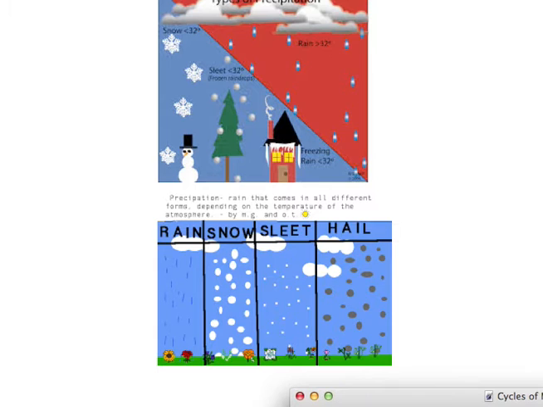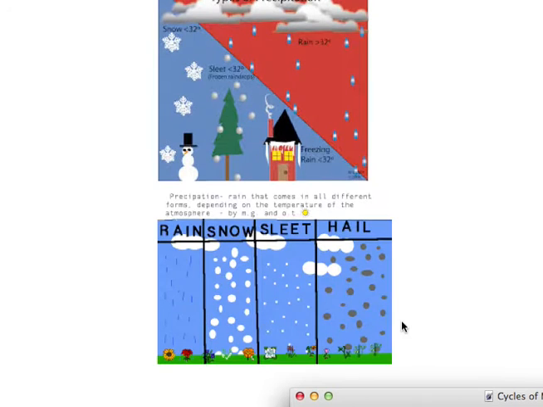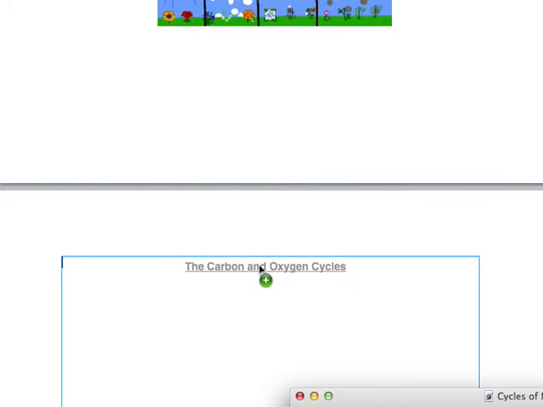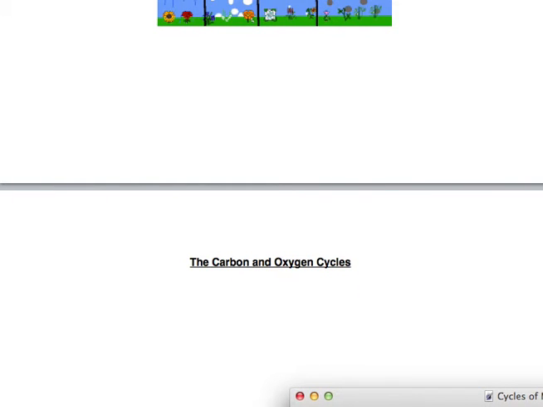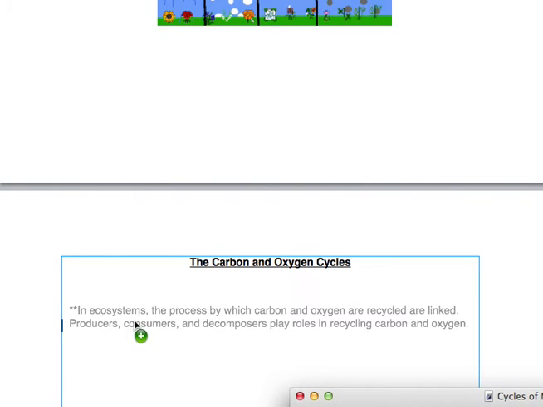Next, we're going to talk about the carbon and oxygen cycles. Although you can consider them to be two separate cycles, they're also very much linked together. So we're going to put them together when we title our next section of our notes. In ecosystems, the processes by which carbon and oxygen are recycled are really closely linked. Producers, consumers, and decomposers play a big role in recycling carbon and oxygen.